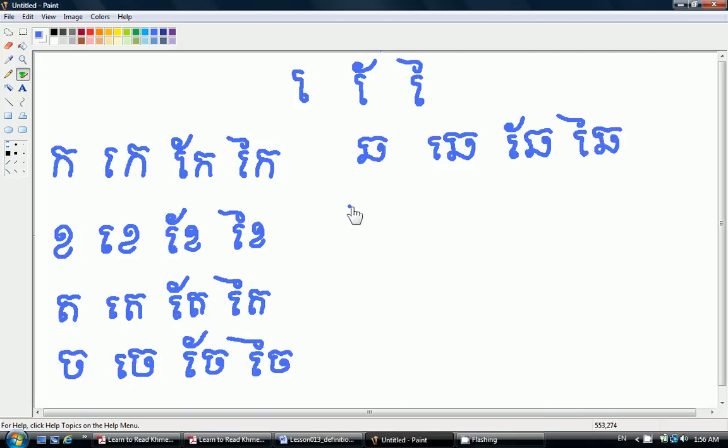Now with daw. Write de. Daw is e, de. Dai. Daw is ai, dai. Now dai. Daw is ai, dai.